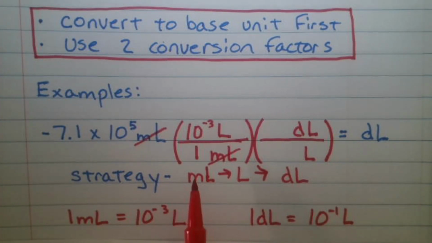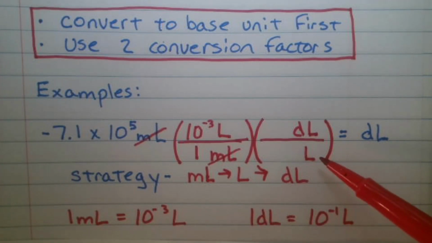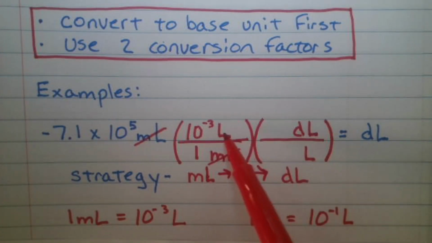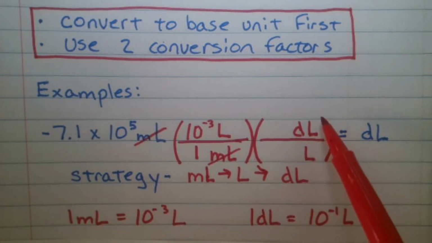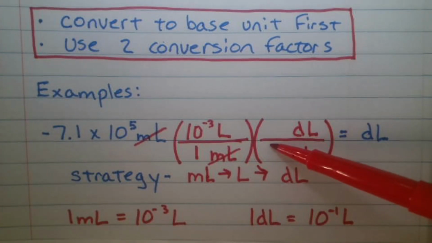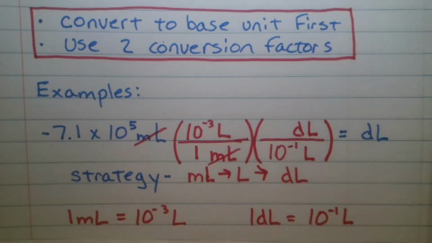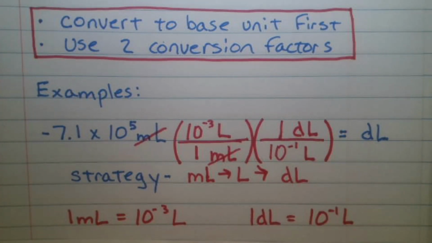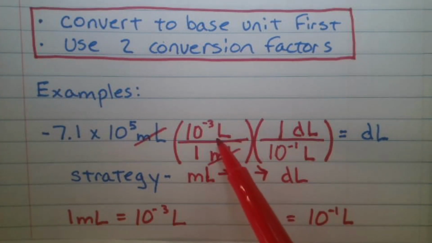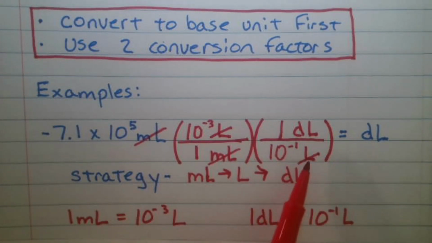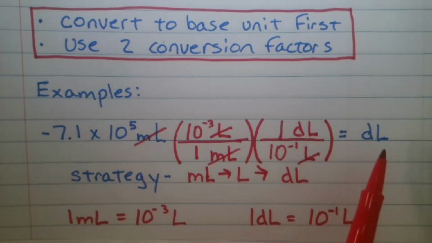Next conversion factor, deciliters over liters. So I have liters on bottom, so that these liters will cancel because I'm ultimately looking for deciliters. So liters, right here on my conversion factor, liters is 10 to the negative 1. So I would write 10 to the negative 1. And then deciliters on top, 1 deciliter. Liters cancels. Milliliters are gone. Liters are gone. The only unit I have left over is deciliters.